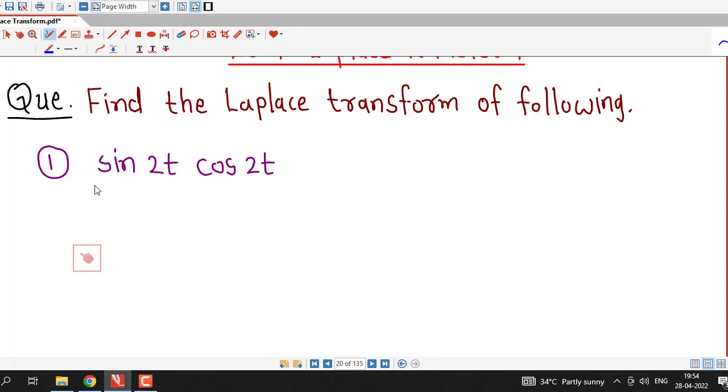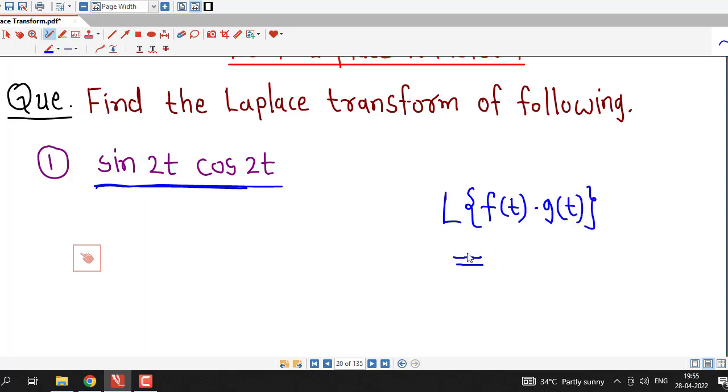So first we consider this function sine 2t times cos 2t, and we are asked to find out the Laplace transform of this function. We have seen the linearity property for Laplace transform, but we have no property like this. Here in this number 1 you can see we have the Laplace transform of a product of two functions. So we cannot write this as equal to Laplace transform of f of t times Laplace transform of g of t. This is not valid.